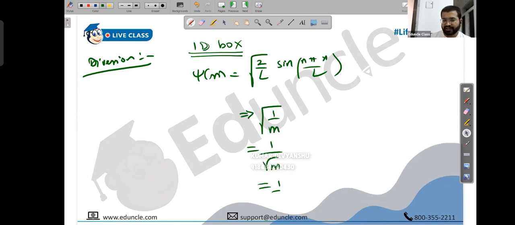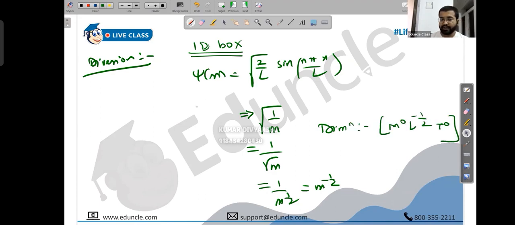Or you can say 1 upon root meter, or 1 upon meter raised to half, or you can say meter raised to minus half. This is the dimension of the wave function in 1D. Meter raised to minus half. So the dimension would be length raised to minus half: mass is 0, length is minus half, and time is 0. But this is only the 1D world. Copy this first. This is not a part of the ongoing topic, but I wanted to discuss this, so we are taking this.